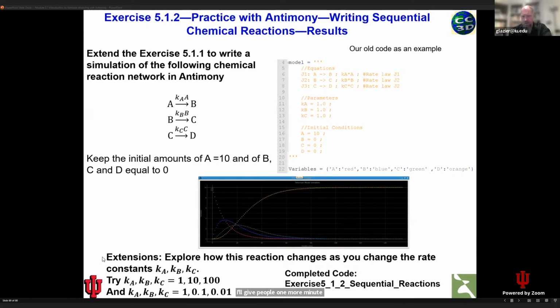People are getting it. Somebody says you don't see the D plot. If you have, in line 22, comma D colon orange, it should display. Anything listed in line 22 will display. But you have to add it to line 22.